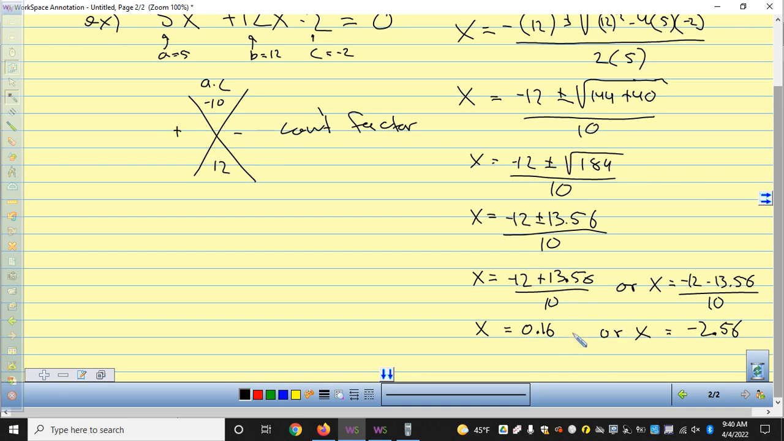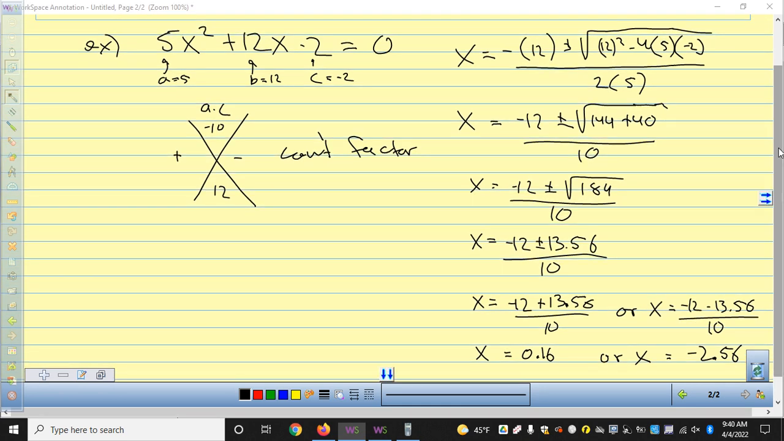And usually when you can't factor a quadratic, your answers for your x's are going to be decimals. Not being able to factor usually means your answers turn out to be decimals. And decimals are okay. Still part of an answer. All right, questions there? Okay.